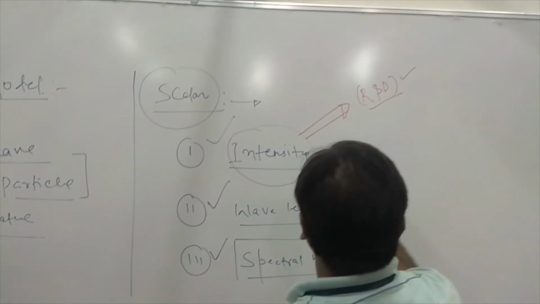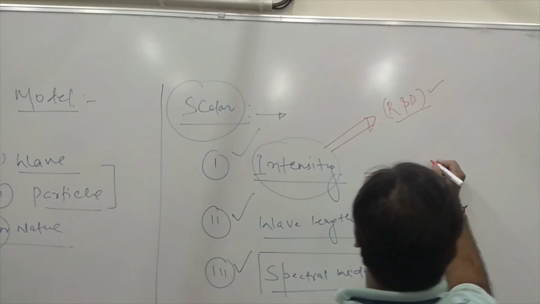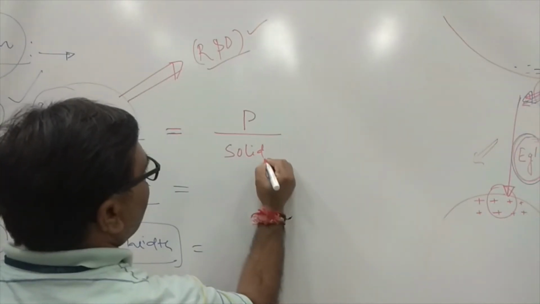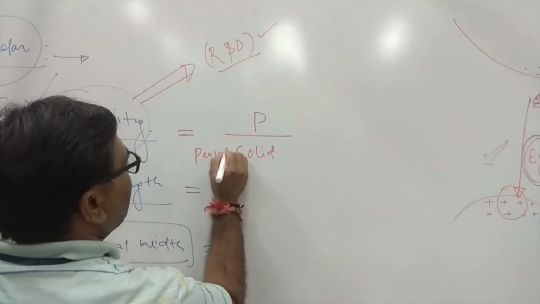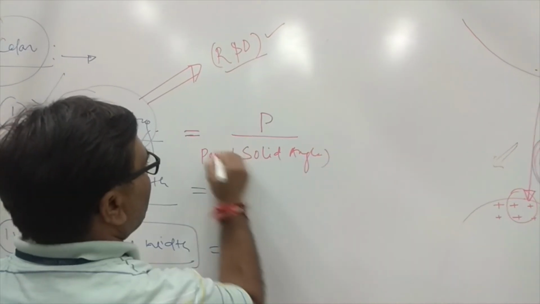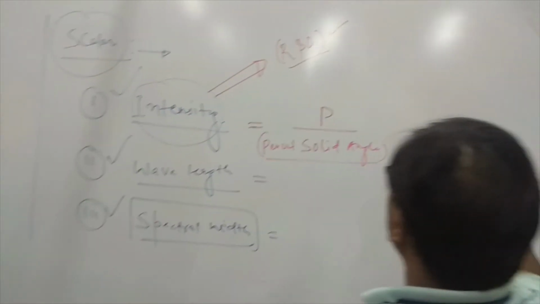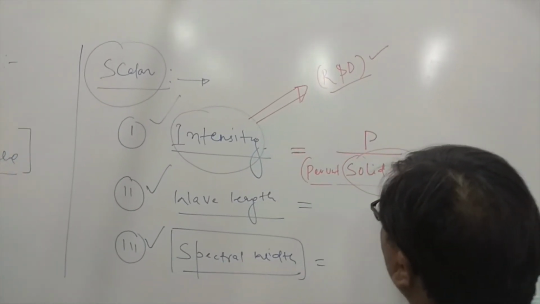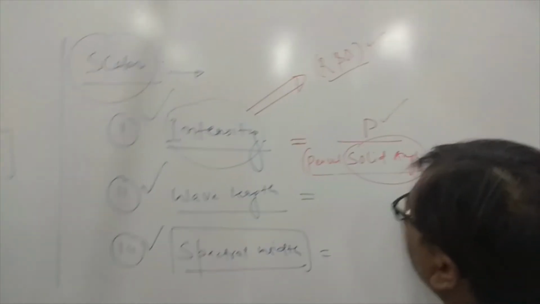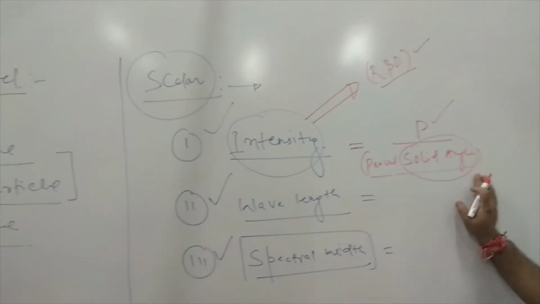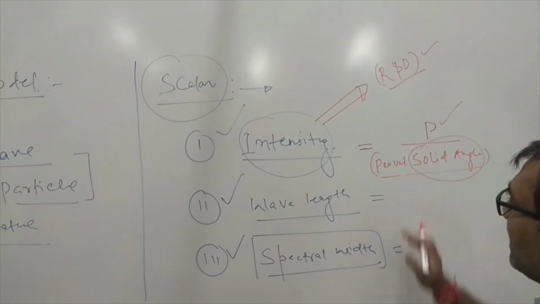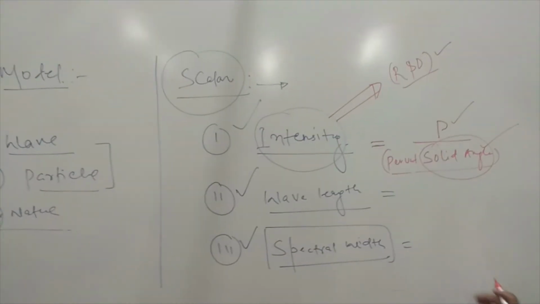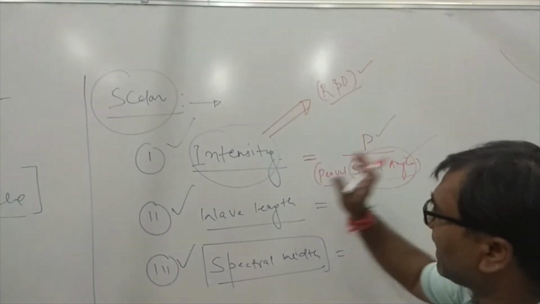Now how can we define the intensity? Anyone? Power distributed per unit solid angle, right? So intensity is nothing but the power distribution, power per unit solid angle. How the power is distributed per unit solid angle is defined by the intensity, right? So in the rays model, we define the intensity as power distributed per unit solid angle. This is the real definition of intensity.